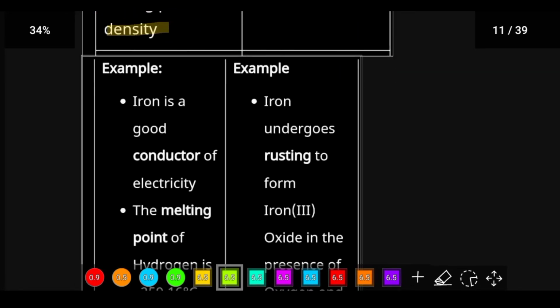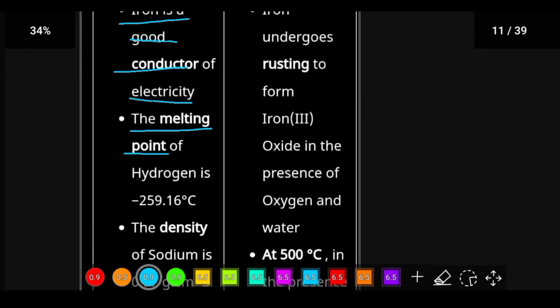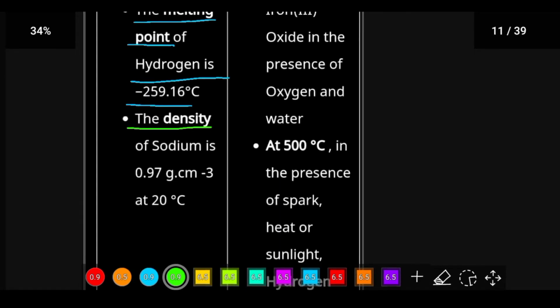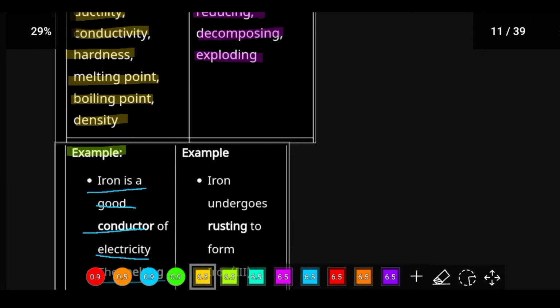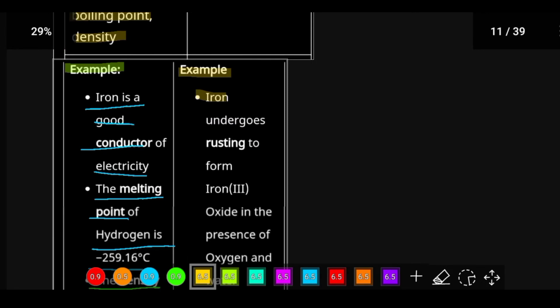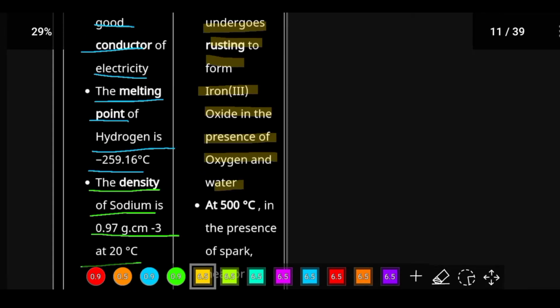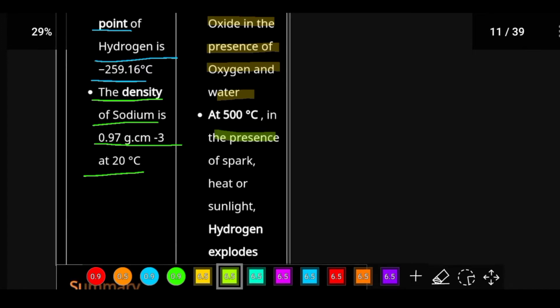Example, physical properties. Iron is a good conductor of electricity. The melting point of hydrogen is -259.16 degrees Celsius. The density of sodium is 0.97 gram per centimeter cube at 20 degrees Celsius. Chemical properties. Example, iron undergoes rusting to form iron(III) oxide in the presence of oxygen and water. At 500 degrees Celsius, in the presence of spark, heat or sunlight, hydrogen explodes.